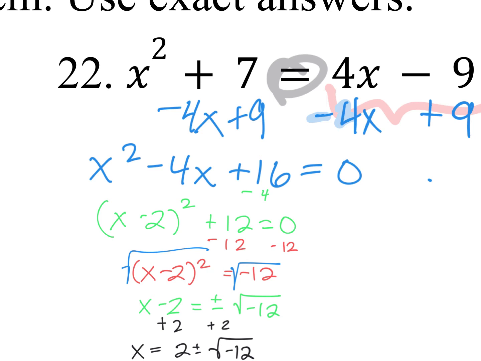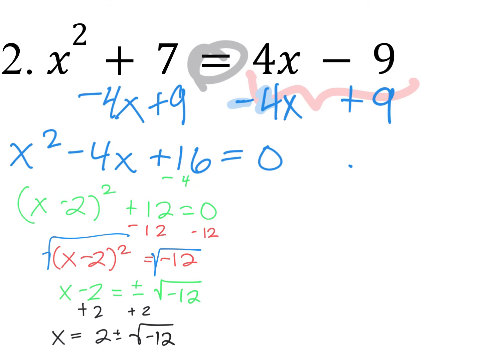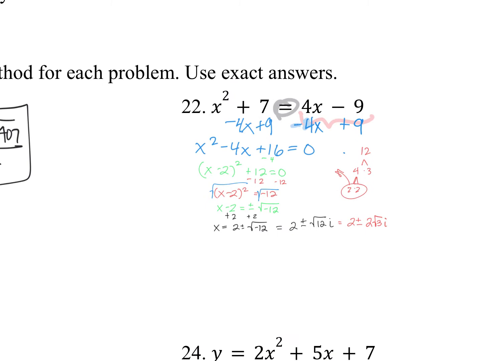Well, the square root of negative 12 is imaginary because it has a negative square root, so I would rewrite that as 2 plus or minus the square root of 12 times i. Now, if you're really good at math, you know that 12 is 4 times 3, and 4 is 2 times 2, which leaves these two 2's that can come out. So we could also write this as 2 plus or minus 2 square roots of 3 times i.